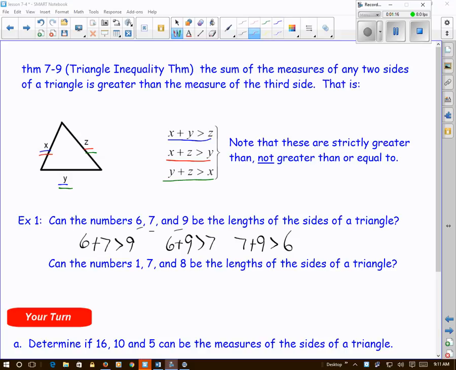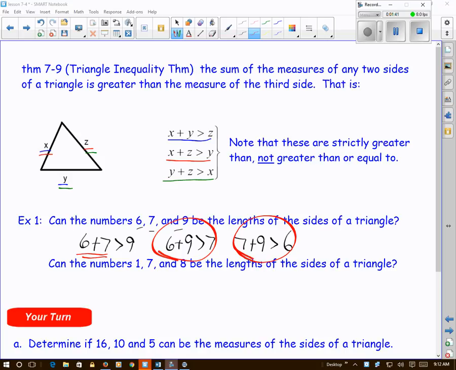Note that it's kind of obvious that 6 plus 9 is greater than 7, since 9 itself is greater than 7. And likewise with 7 plus 9 greater than 6. So really, all we need to do is look at, do the two smaller numbers add up to be greater than the larger number? We can check it with just that one thing instead of having to go through all three.